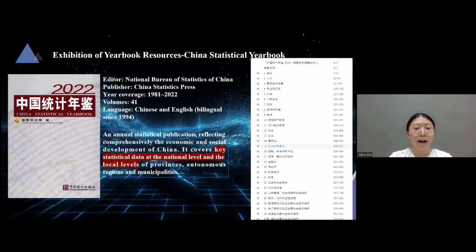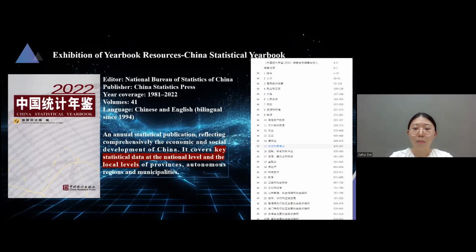This yearbook is widely used in academic research. It's edited by the National Bureau of Statistics of China and currently collects 41 volumes, which can be traced back to 1981. It has been bilingual since 1994. It collects key statistical data at the national level and the local levels of provinces, autonomous regions, and municipalities. The picture on the right is the contents of this yearbook.